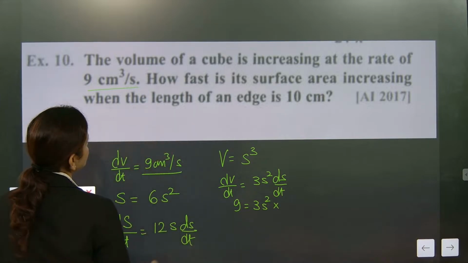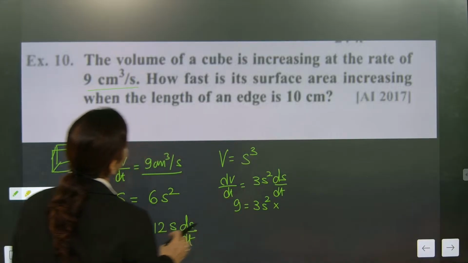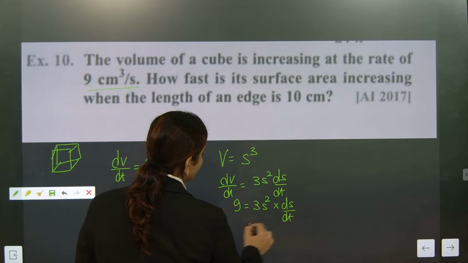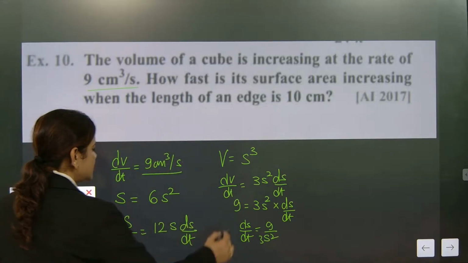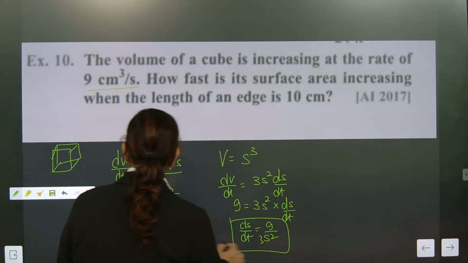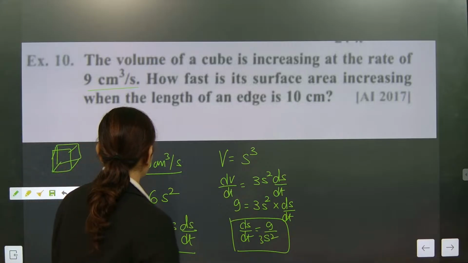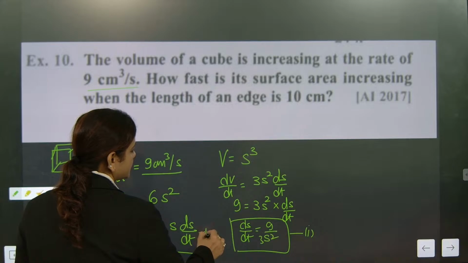ds by dt, they have given or not given? So the ds by dt value will come from here only. So ds by dt will be equal to 9 by 3 into s square. We are going to substitute this ds by dt value here so that we can get the answer. So this is equation 1 with volume and this part is equation 2.